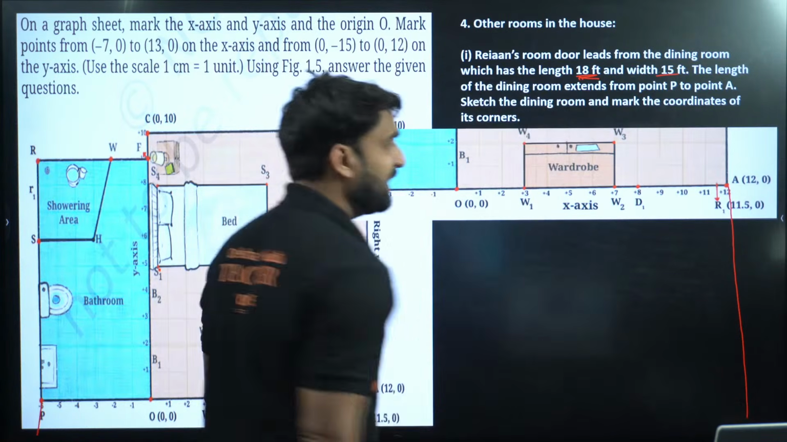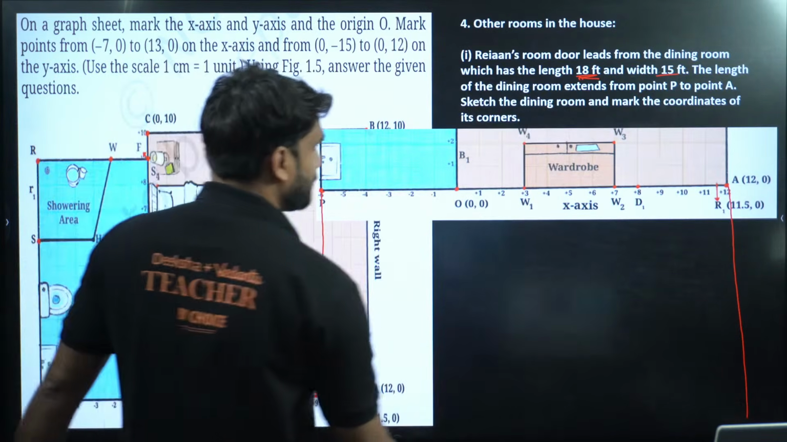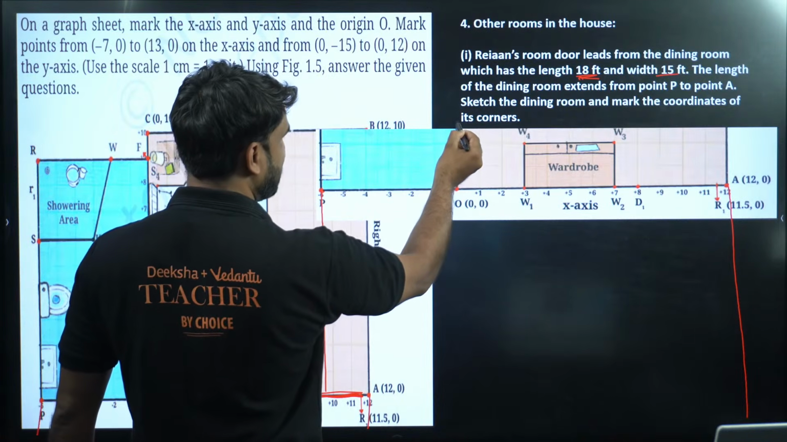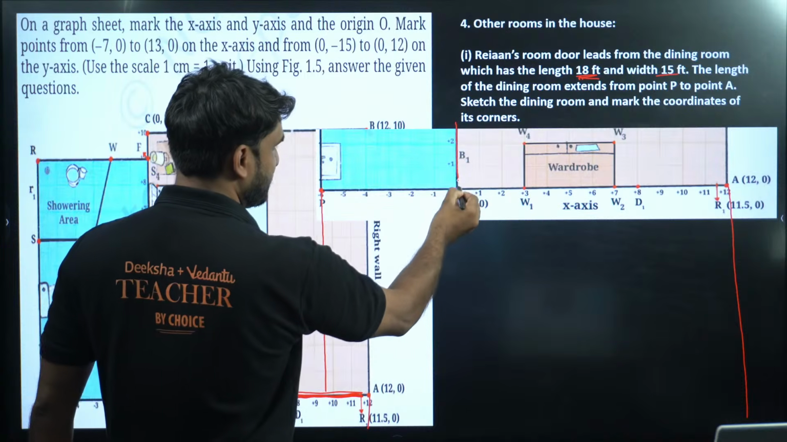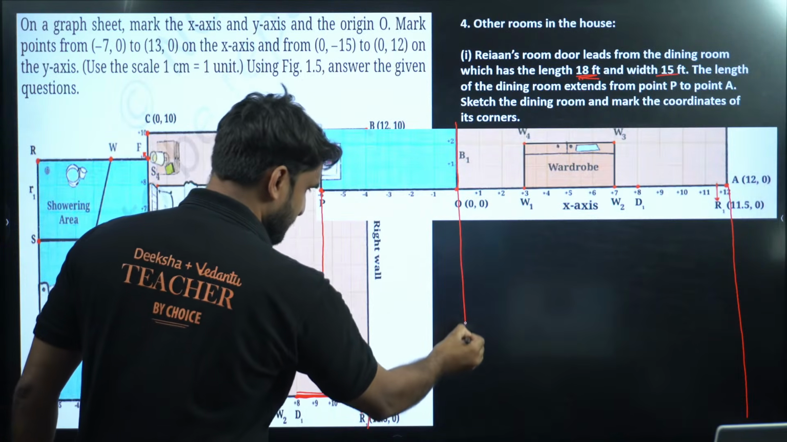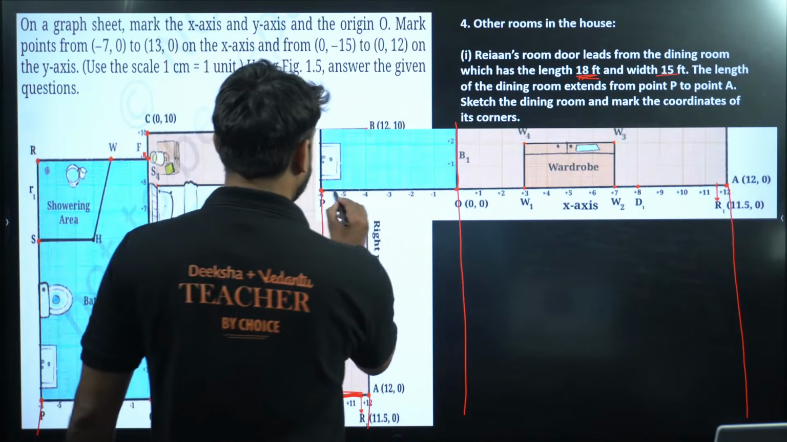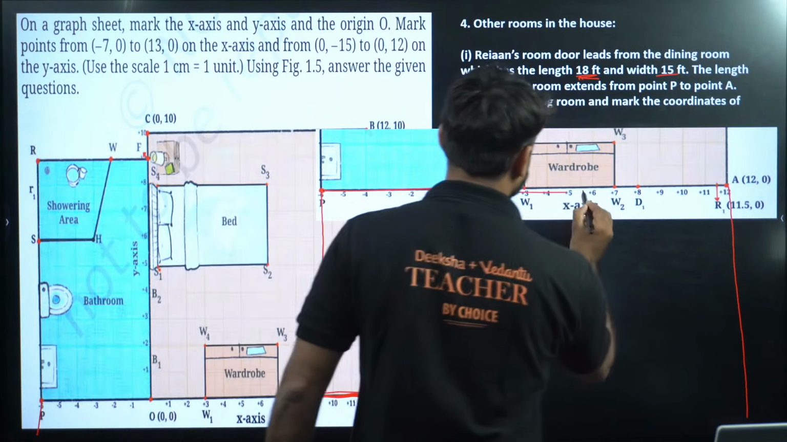This is 15 feet. Let's make the dining room. So this is the origin here. This is the origin, so we can make the x-axis and y-axis. This is your y-axis. Coordinates are necessary, because without coordinates we cannot find out what this is.